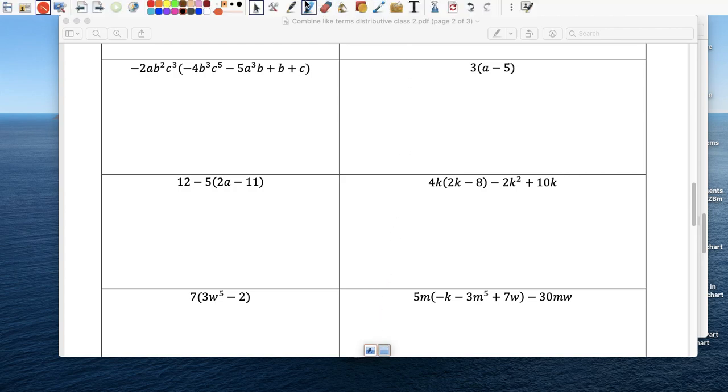Next one, I don't know what this guy is doing here, but 3 times a is 3a. Positive times a negative is a negative. 3 times 5 is 15. Done.